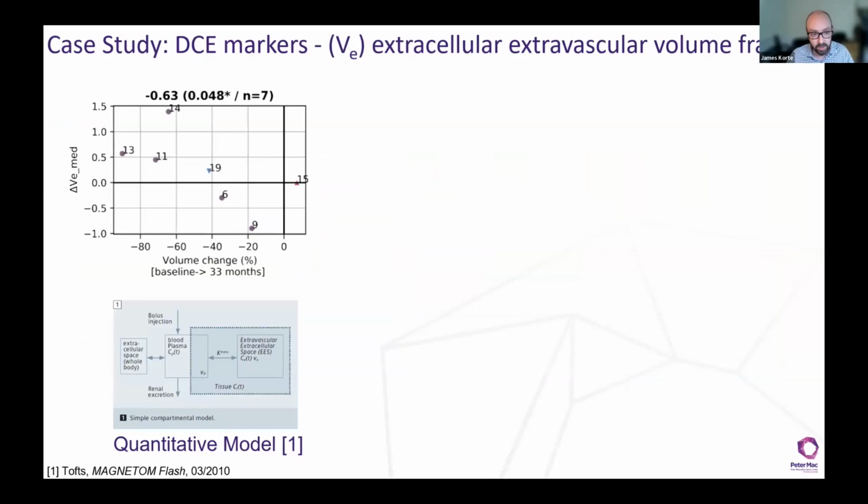If we look at one of those a little bit closer, in this case I'm just showing VE, the extracellular extravascular volume fraction. You can see that there's a clear trend between the change in volume at 33 months on CT and the change in VE at 3 months on MRI. So we're getting a correlation between something at 3 months and something past 2 years.